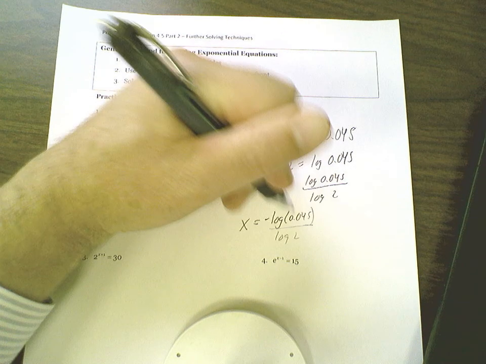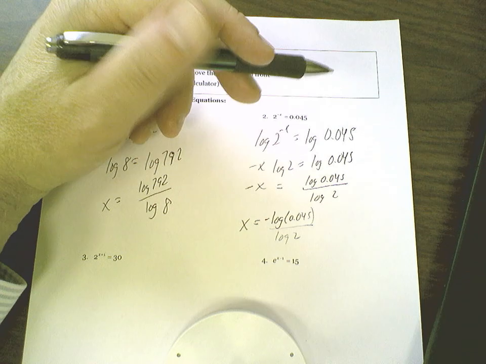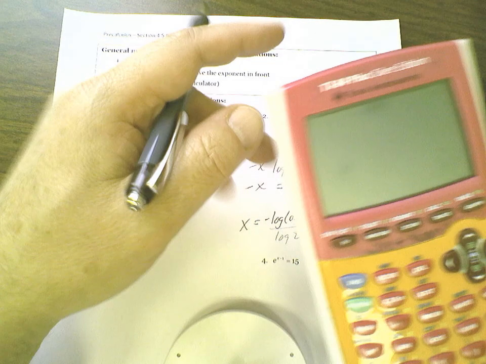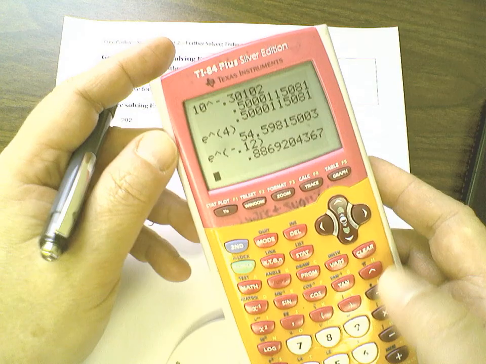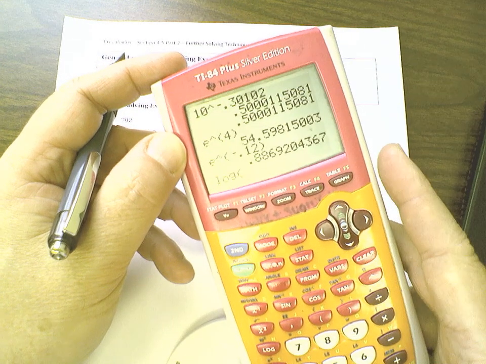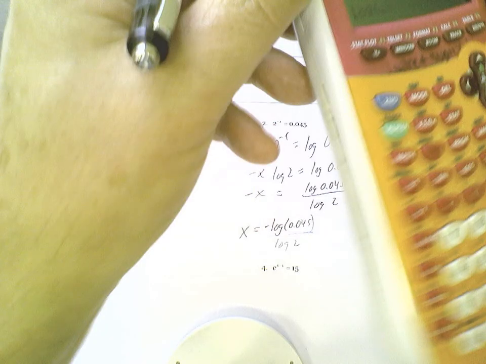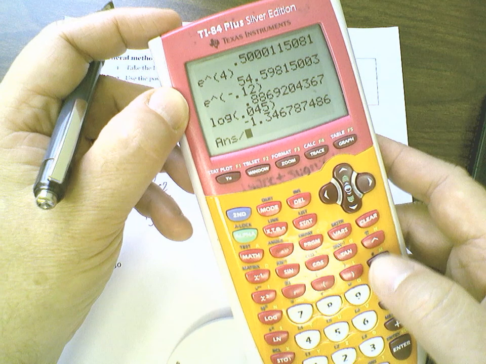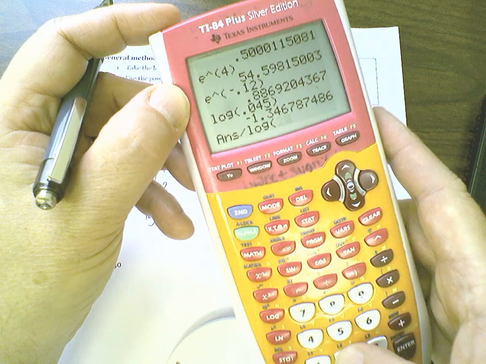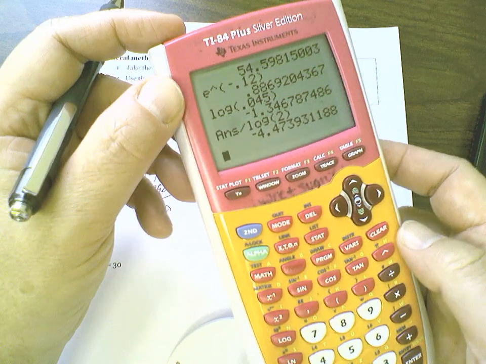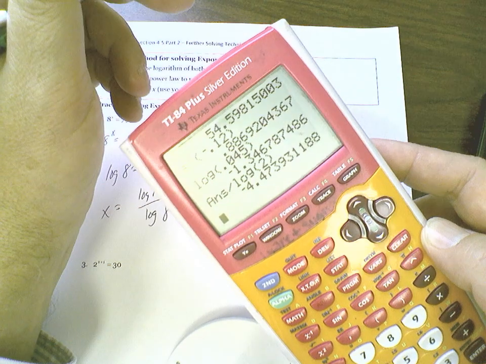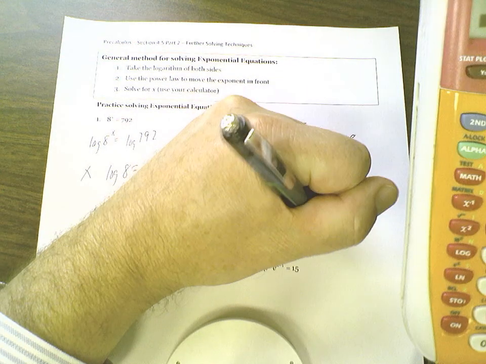I'll go ahead and do this one just so you can see the mechanic of it. I'm going to take the log of 0.045, divide that by the log of 2, and then take that answer and change its sign. So my answer will become positive 4.47. And there's your process. All right, let's do a couple more.